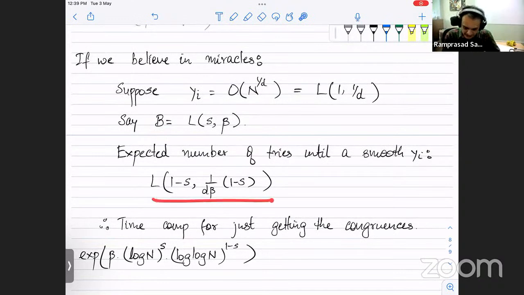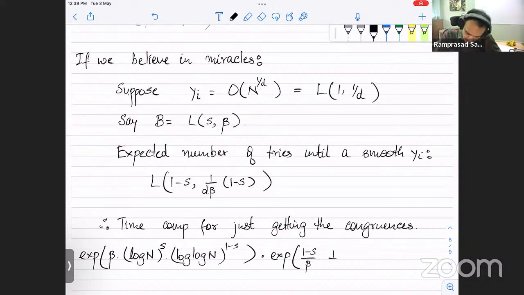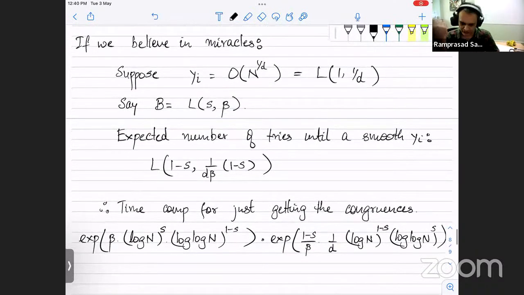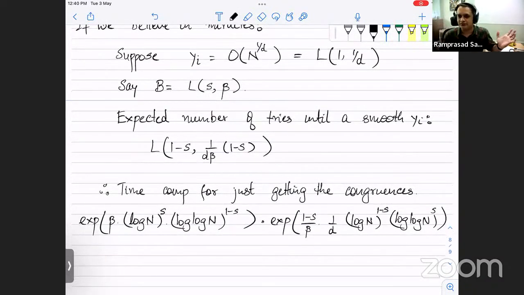But now for every such congruence, I have this nonsense. This into exponential in, let me write it as 1 minus s by beta, because this is a constant. And then there is a 1 by d. And now it's going to be log n per 1 minus s and log log n per s. So far, so good. Okay, and now let's hypothetically assume that you had the ability to choose the d the way you want.